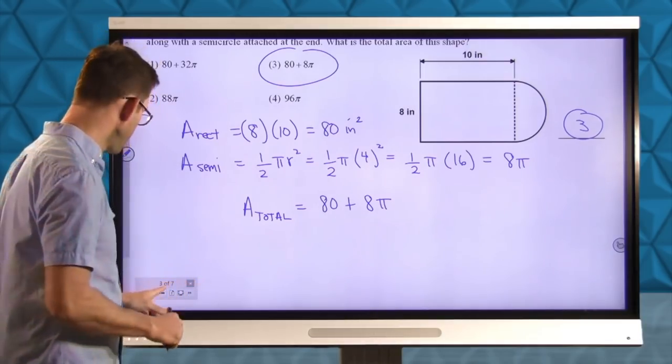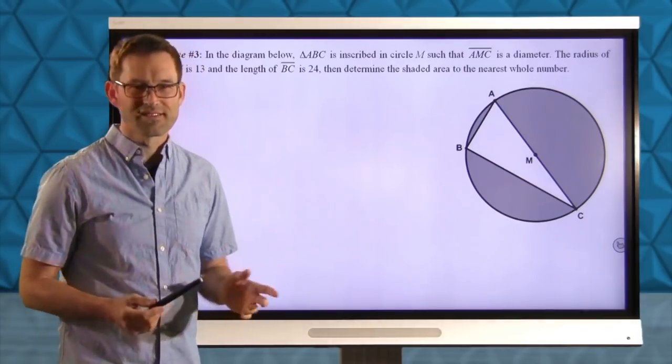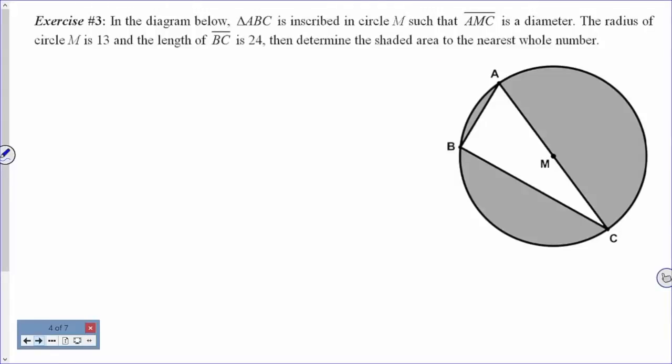All right, let's do it. Shaded area problem. I love these things. Let's take a look at what it asks us to do. Exercise number 3. In the diagram below, triangle ABC is inscribed in a circle M such that AMC is a diameter. The radius of circle M is 13 and the length of BC is 24. Then determine the shaded area to the nearest whole number.